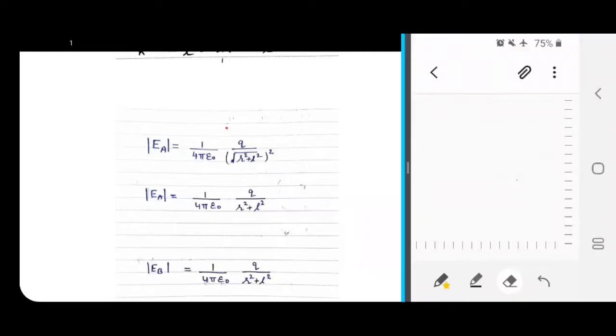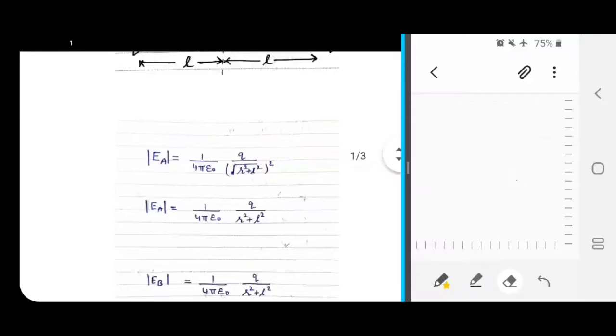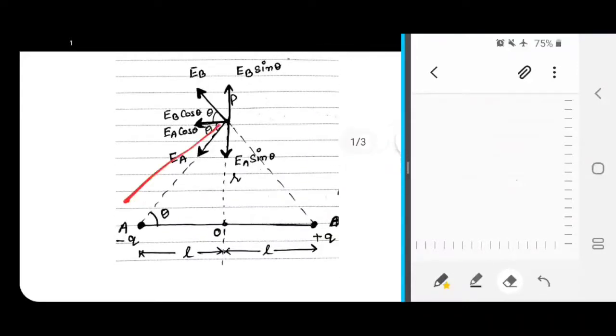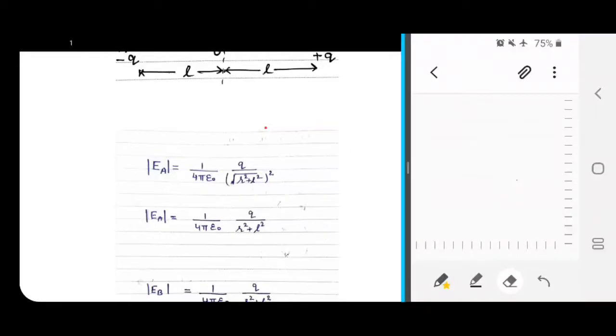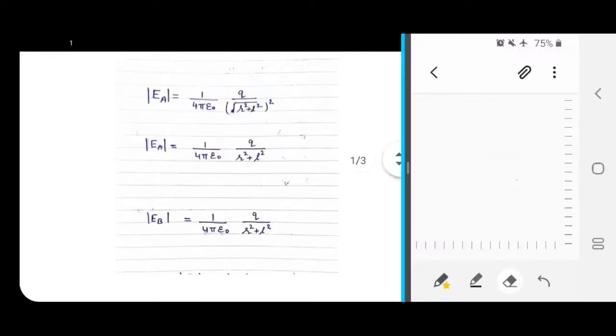So here is the magnitude of electric field due to point A, that is EA. We know EA equals 1 upon 4 pi epsilon naught times q upon distance square. So what is the distance? The distance is this, which we have calculated, root r square plus l square. So EA equals 1 upon 4 pi epsilon naught times q upon root r square plus l square whole square. So the total electric field due to point A, a charge minus q, is EA equals 1 upon 4 pi epsilon naught times q upon r square plus l square.